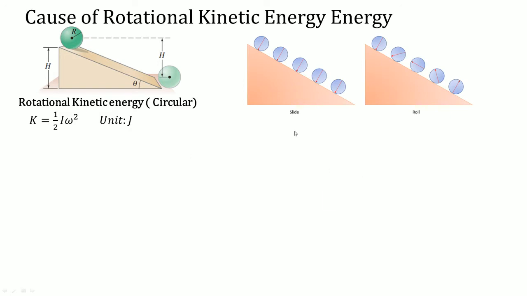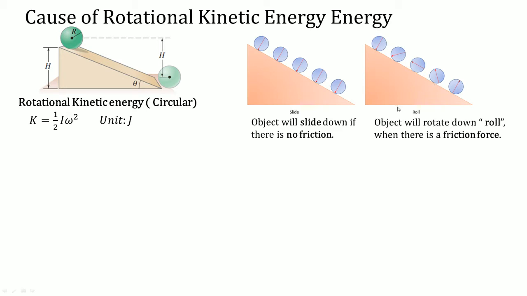One, the object will slide down if there is no frictional force. So notice that the force that is holding it onto the ground doesn't move. Now, notice the roll. The arrow is moving as it rolls down. That shows that the object will roll down. Why? Because there is a friction force. That friction force is what is causing that arrow of that force to change directions.